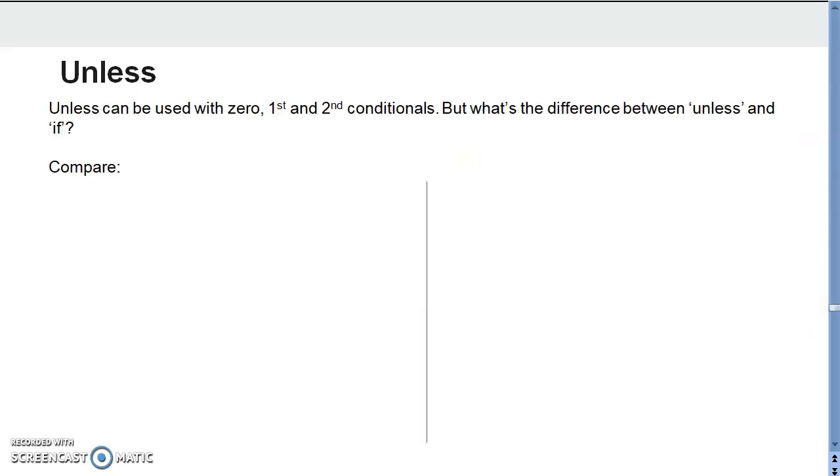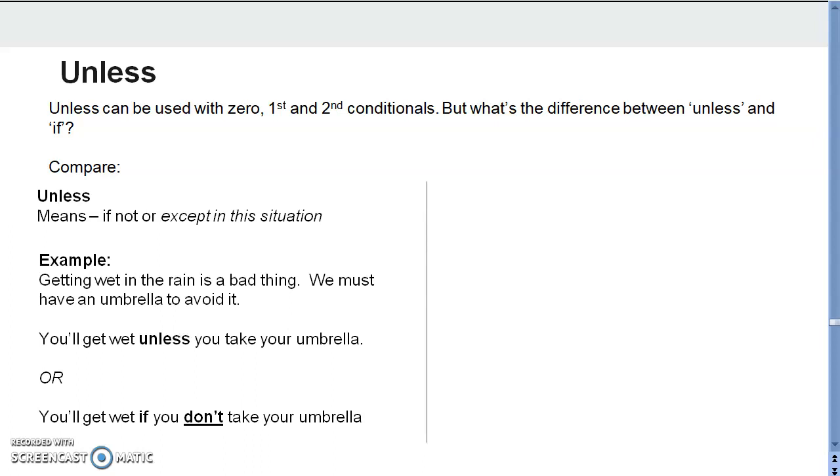So what about unless? We can use unless with 0, first and second conditionals. But the difference: unless means if not, or except in this situation. So looking at this example, you'll get wet unless you take an umbrella. You'll get wet if you don't take an umbrella. So the if is the opposite way around to unless.